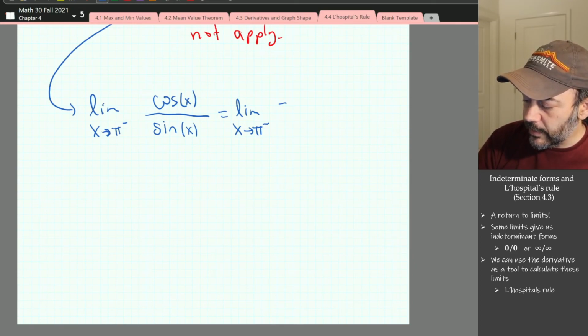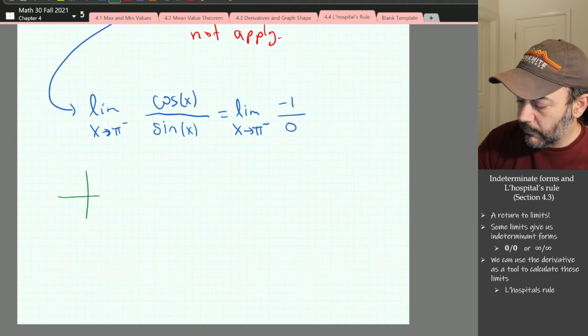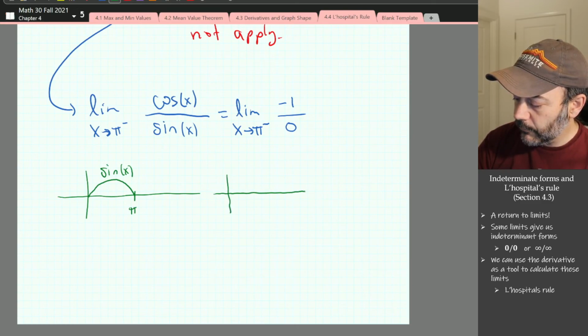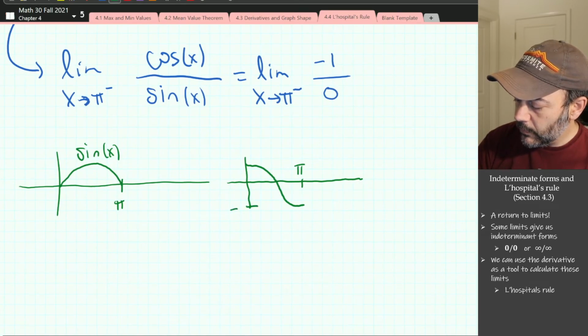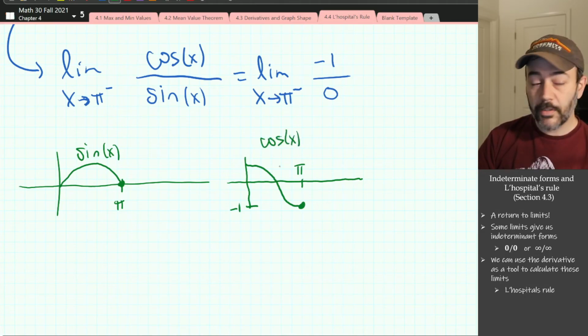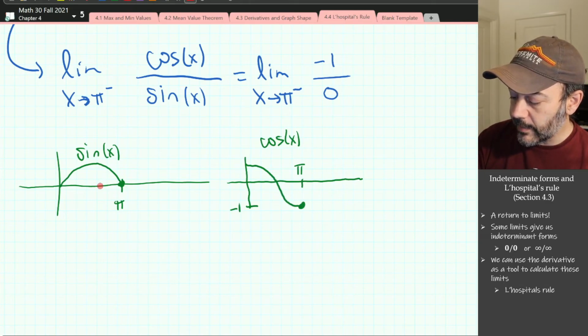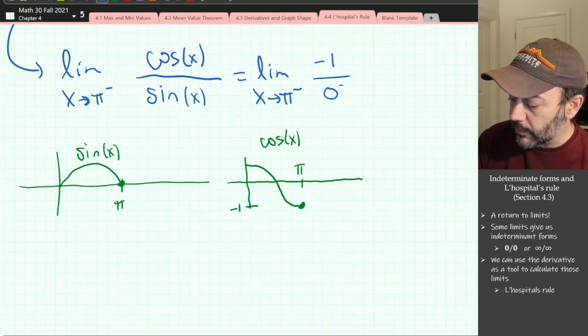the cosine graph approaches -1 from the left, and the sine graph approaches 0. And by the way, the sine graph would look like this at pi, sine of x, and then the cosine graph looks like this at pi. So as x approaches pi from the left, cosine is approaching -1, and sine is approaching 0 from the positive side. So this is approaching 0 from the positive side.